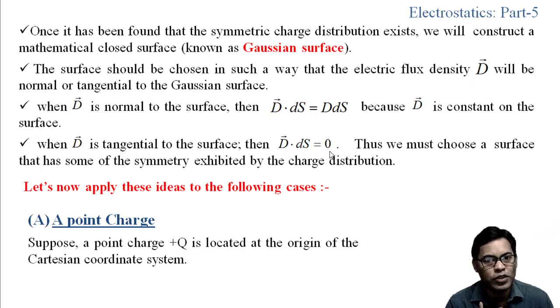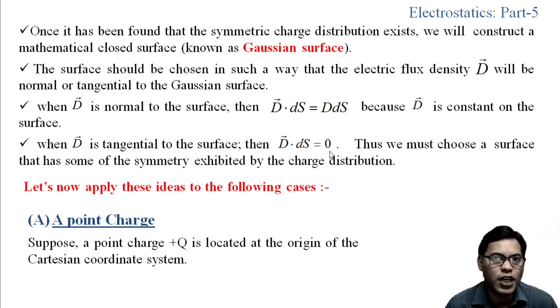After drawing the Gaussian surface, we need to consider the normal component of the flux density, and from that we will get D dot ds equals D into ds. And the last one, the tangential component will be 0, because D dot ds will be 0, because the angle between the tangential component and the normal direction of the area ds will be 90 degrees. So cos 90 is 0. So for the tangential component it will be 0.